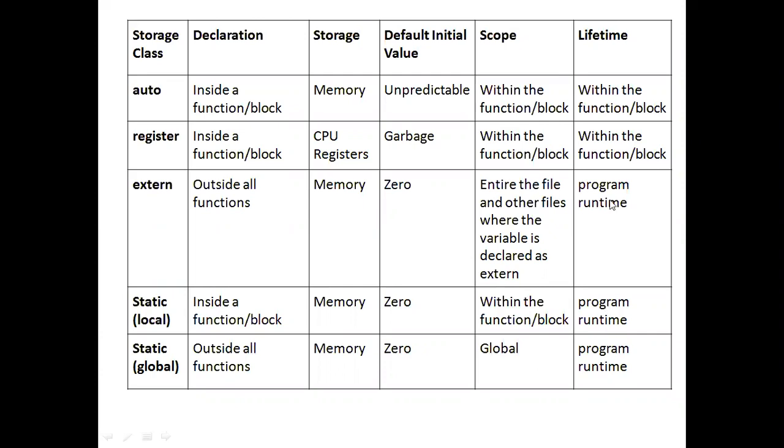And the lifetime of external, static local, and static global variables is the runtime, whereas auto and register lifetime is within the function or block. Okay, this table describes the total scenario, the total explanation.